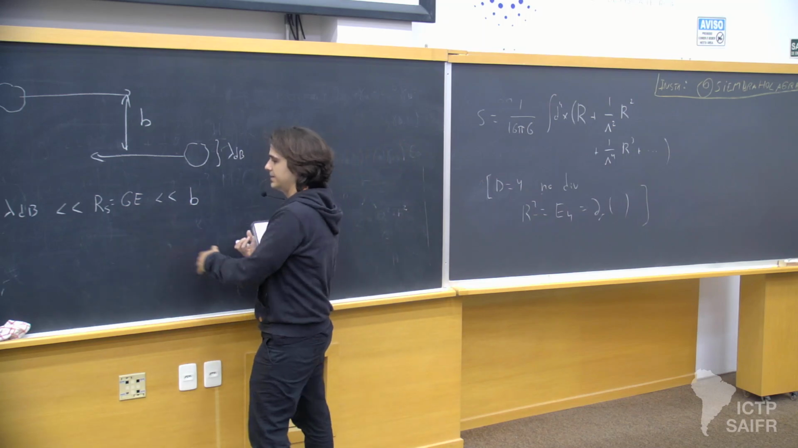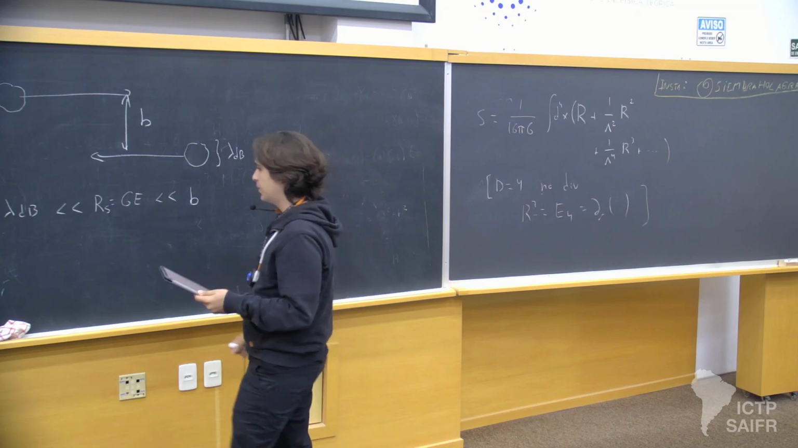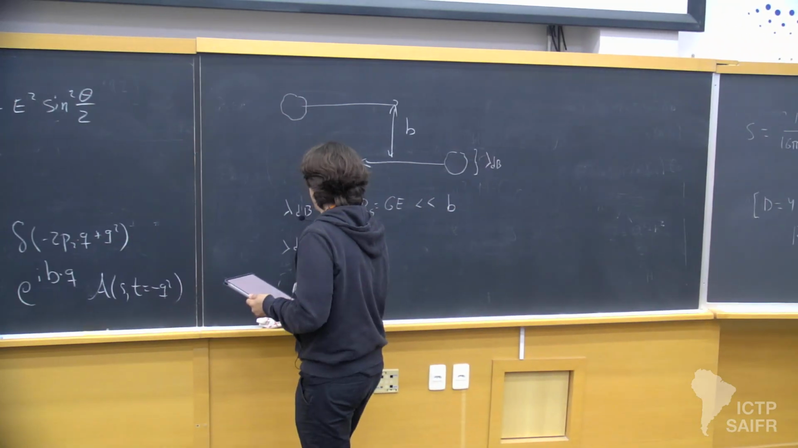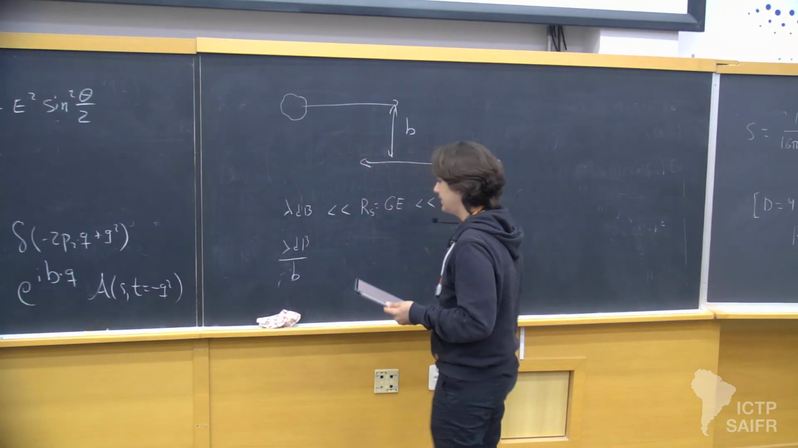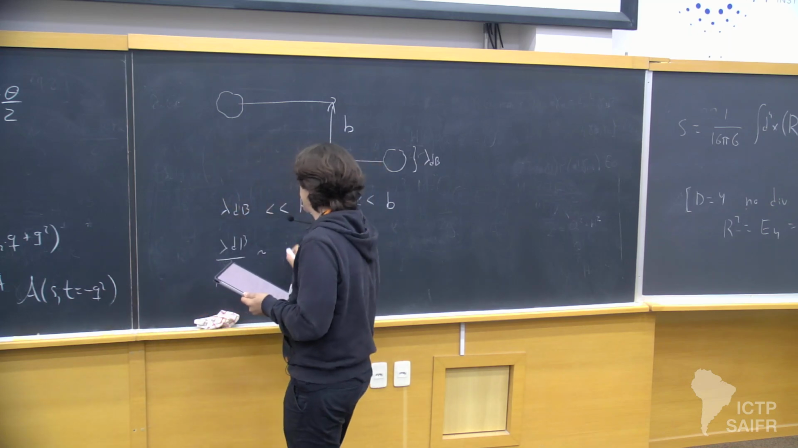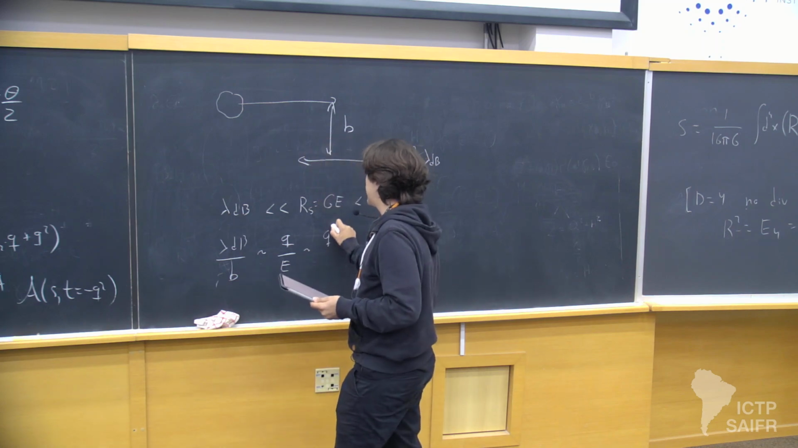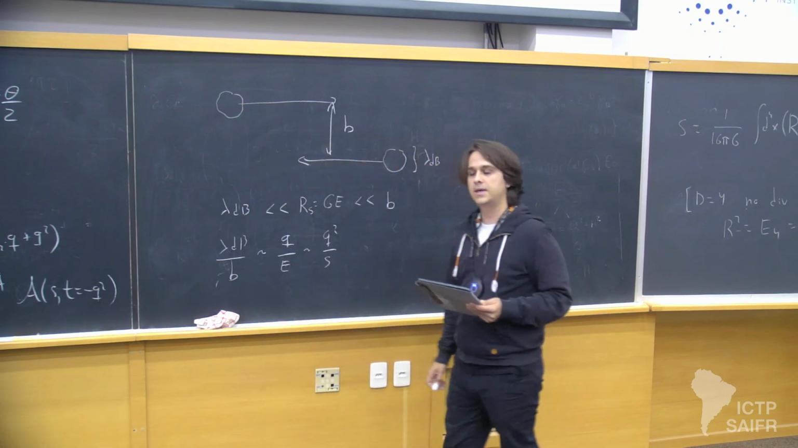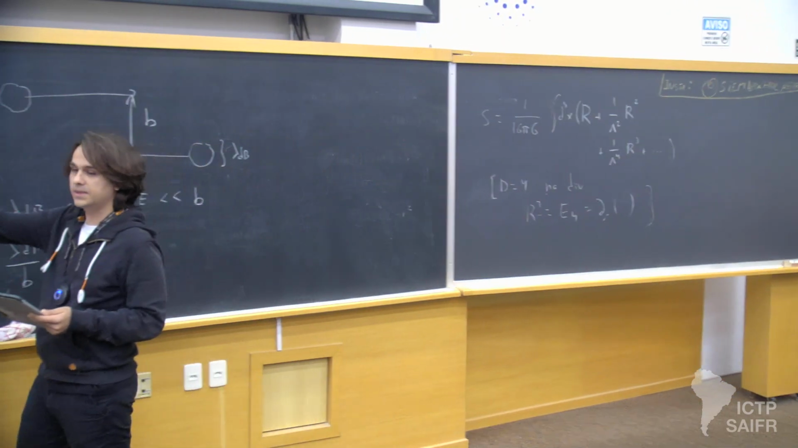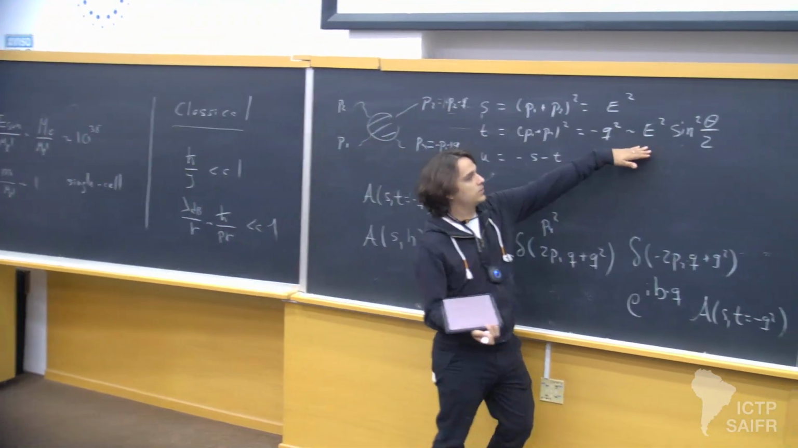So what are the two dimensionless quantities here? One is this divided by this: the de Broglie wavelength divided by B. And B is the Fourier conjugate to Q, so this will be something like Q over E, or Q squared over S. So the idea is that Q is going to be much smaller than S, and this is the classical limit. This corresponds to the limit of large angular momentum. And notice that that's also the small angle limit.